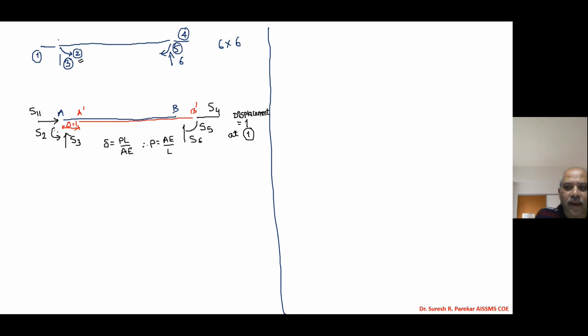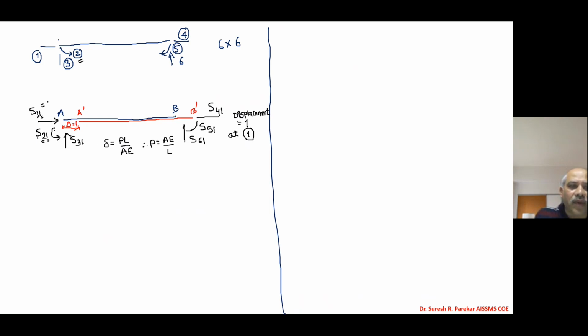So we have S1, then we have 2, 1, 3, 1, 4, 1, 5, 1, 6, 1. What does it mean? Force at the first unknown displacement due to unit displacement applied at 1, which will be S11. S21 is force at the second unknown displacement due to unit displacement at 1. Same way S31 at 3 due to 1, at 4 due to 1, likewise.